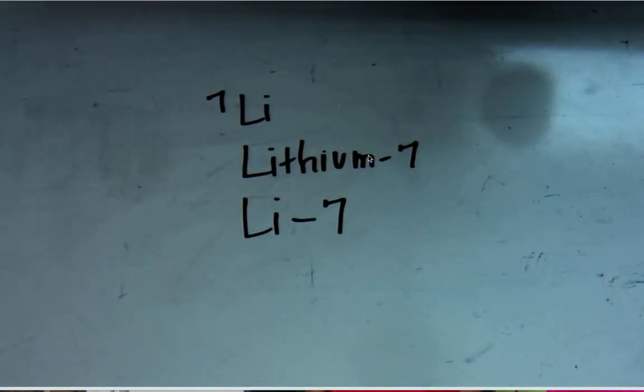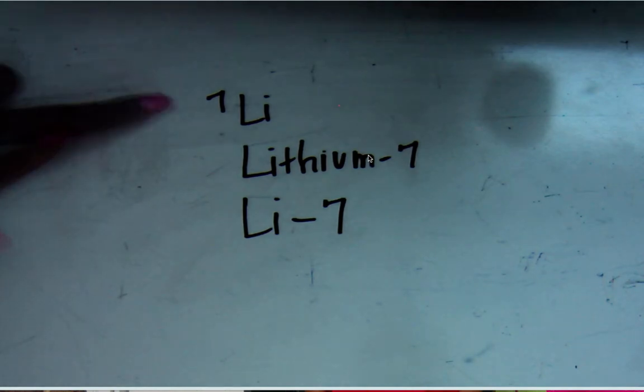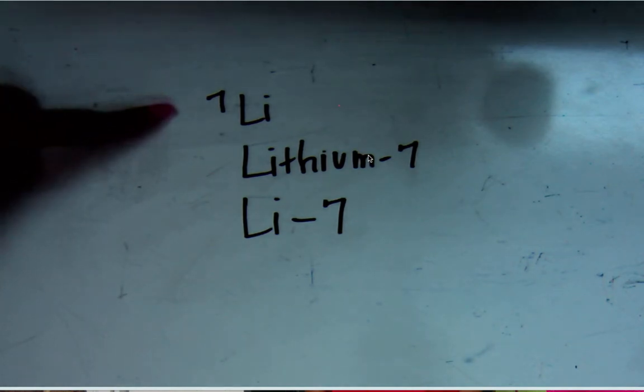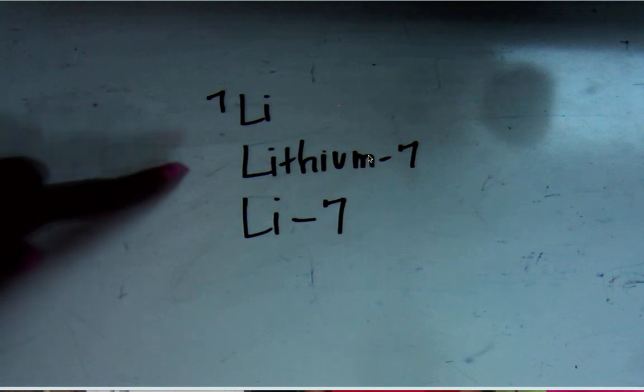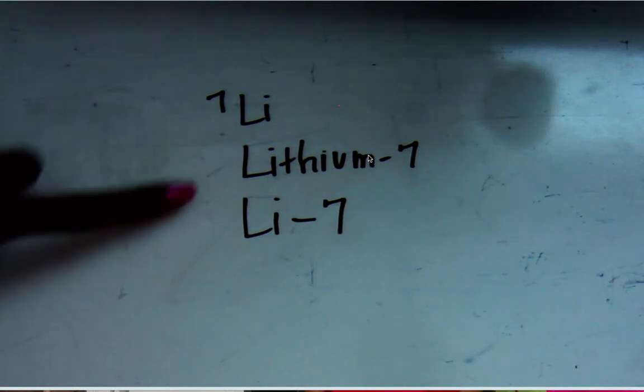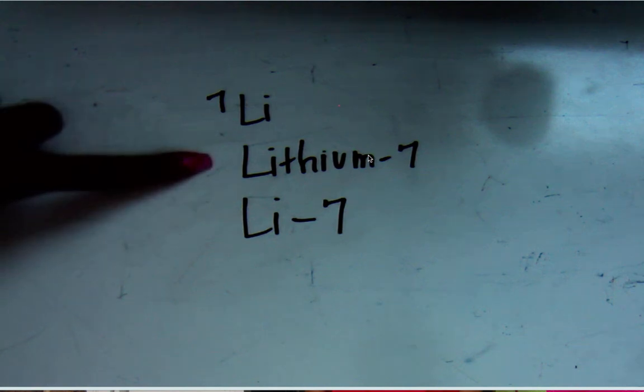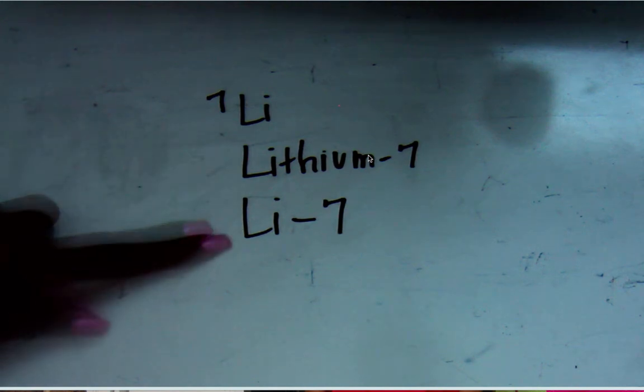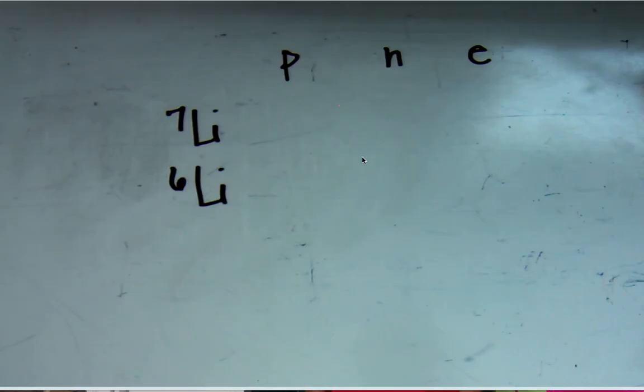I want to make sure that I review with you the different ways to distinguish between isotopes. This method is called the nuclear symbol. This is the hyphen notation. Actually, both of these are hyphen notation. This hyphen notation uses the name, where this hyphen notation uses the symbol.